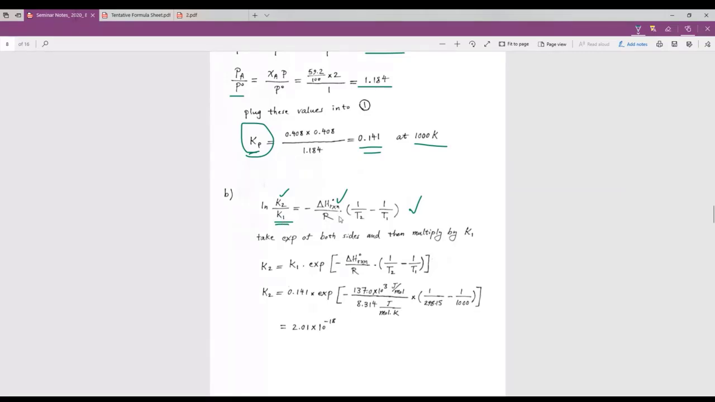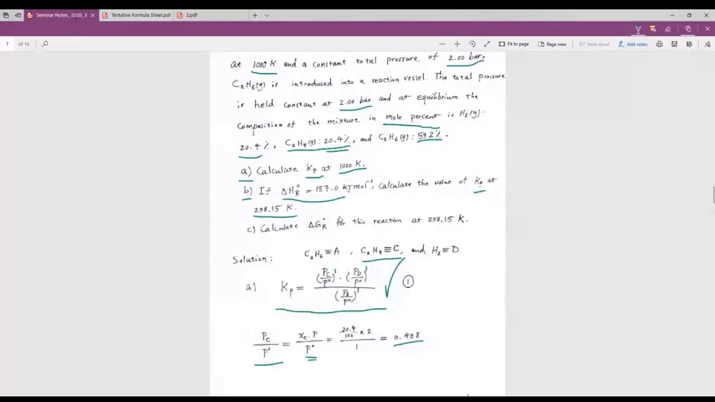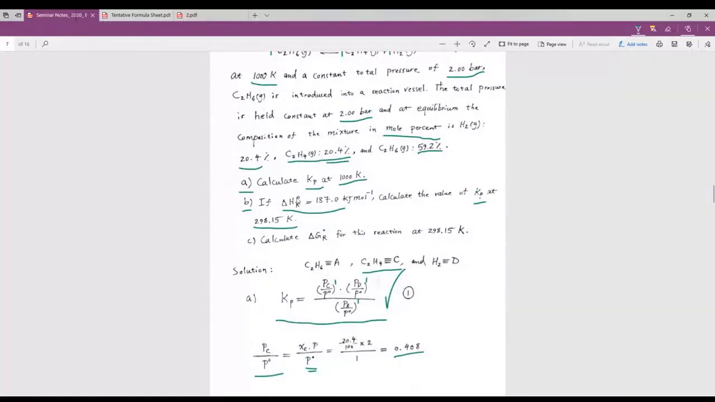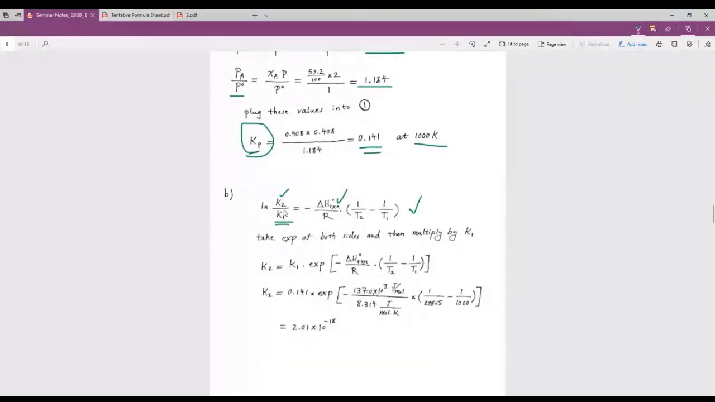Delta H of reaction, or I just showed it by delta HR. They are the same, delta H not R or reaction. I just showed it in both ways because the text usually shows it as delta HR. Anyways, this one is given. The temperature, of course, for K2 is given, which is 298.15 Kelvin, I think. And then T1, of course, is 1000 Kelvin.